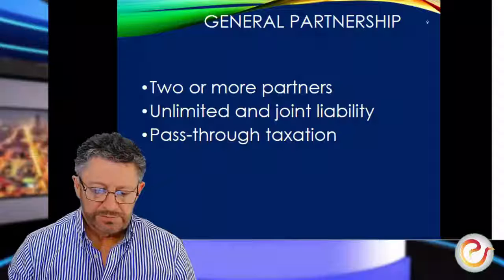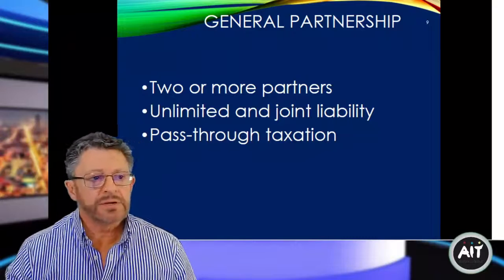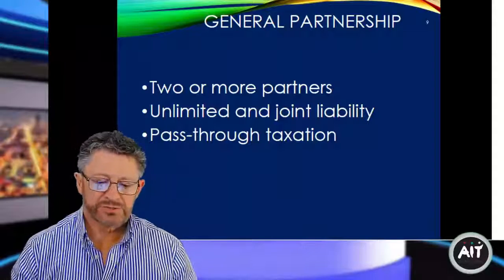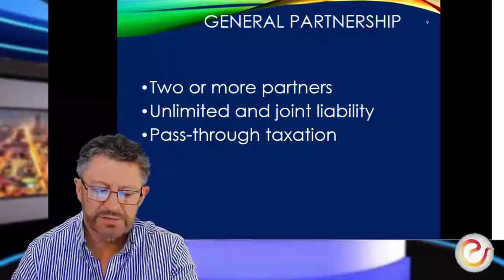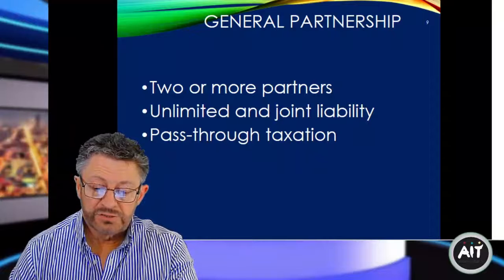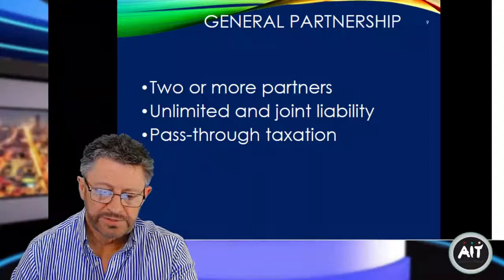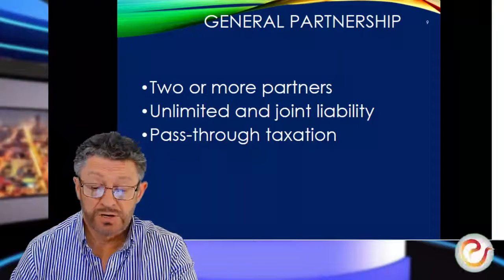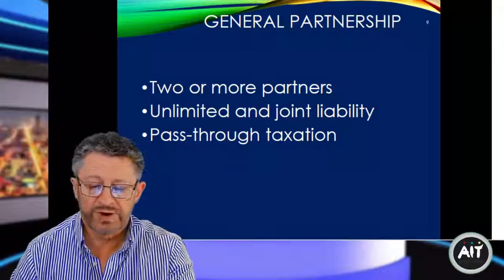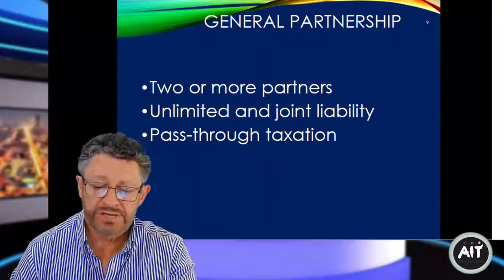Then we have general partnership, and in this context, 2 or more partners, so they have unlimited and joint liability, and again pass-through taxation. So we'll allude to this pass-through taxation in a second. A general partnership involves 2 or more people who have made a decision to manage and share in the profits and losses of a business. So like sole proprietorship, setting up a general partnership is relatively low cost and straightforward. Each partner reports profits and losses on individual tax returns rather than at corporate level, and that's known as the process of pass-through taxation.